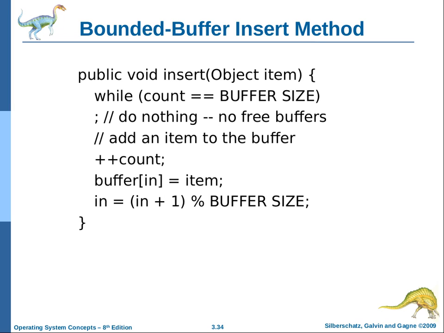So insert: while the count is equal to the buffer size. Count is how many items are in there. So if count is equal to buffer size, the buffer is full. And in this code, we just do nothing. So it just spins. That's horrible. What should it do instead? Yeah, that's what the semicolon is. So while the buffer is full, do nothing.